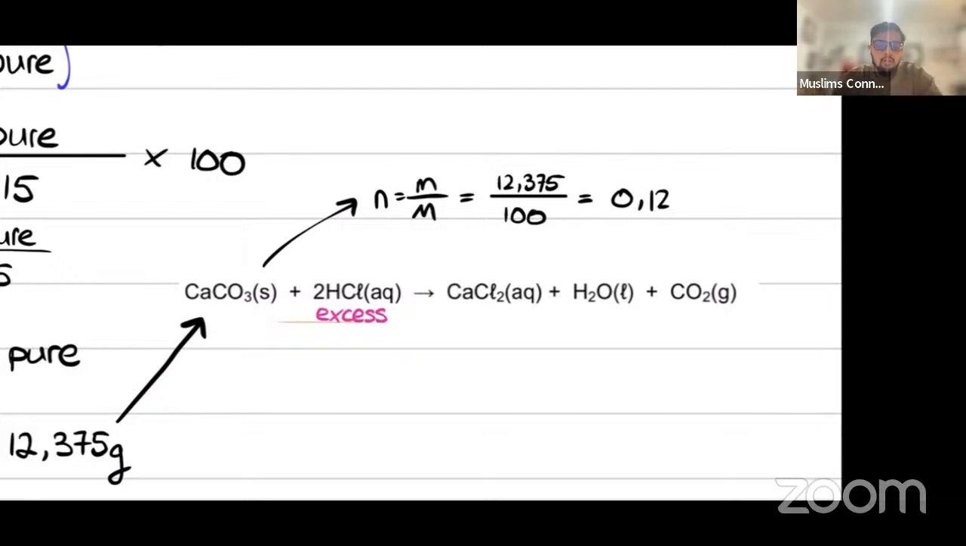So yeah, we take this, divide it by 100, sorry about that, and we get this number in moles.